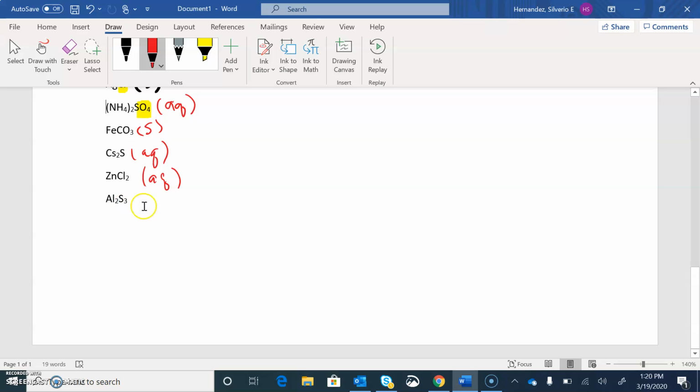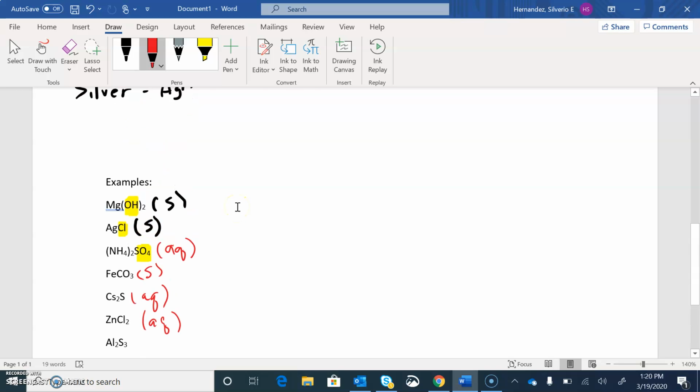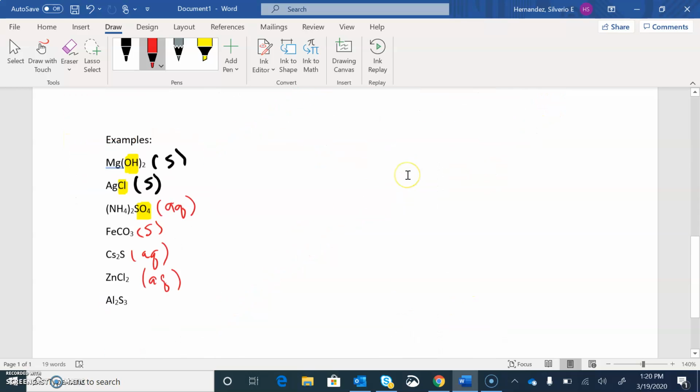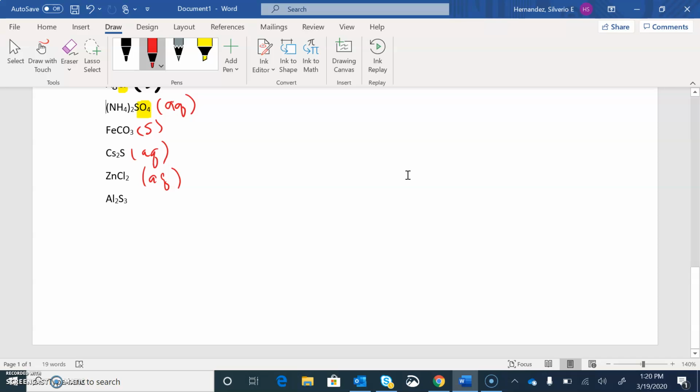And then finally, the last one is aluminum sulfide. So I go back up and I look. I don't see the sulfide ion anywhere up here. So since it's not in my rules and I can't apply a rule to it, I'm going to assume that it's going to produce a solid. So this is going to be a solid precipitate.